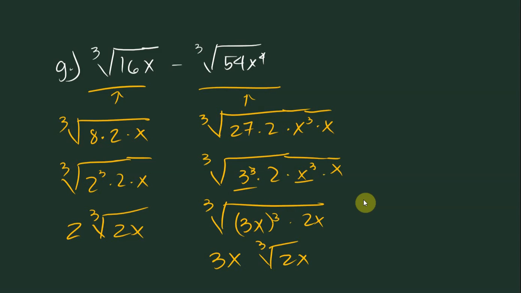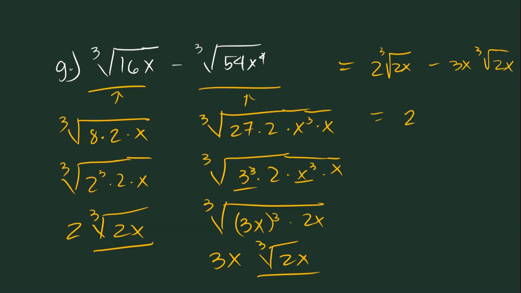So as you can see, we already have the same cube root of 2x, so we can then apply the distributive property again. Then we can say that 2 cube root of 2x minus 3x cube root of 2x. So what do we get? 2 minus 3x multiplied by the cube root of 2x.